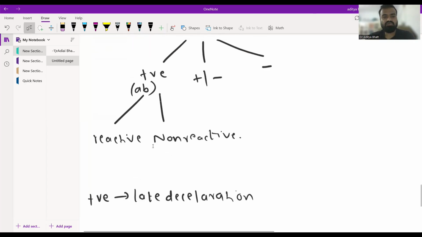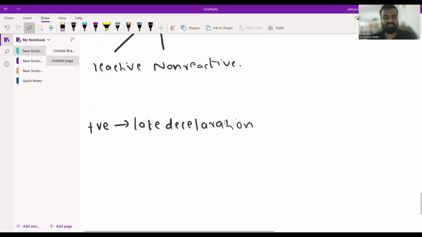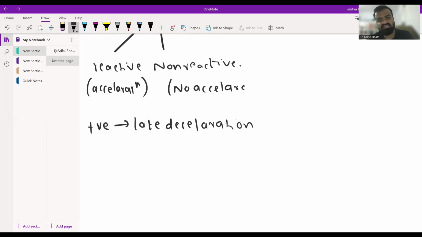Now, whenever you have a positive test, you call it reactive when there is associated acceleration along with deceleration, that is, deceleration happened but after that acceleration also came. So it is a reactive positive CST. In non-reactive, there is no acceleration, only late decelerations are being seen.